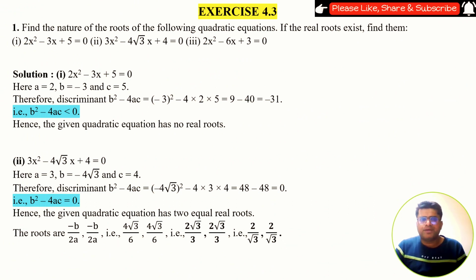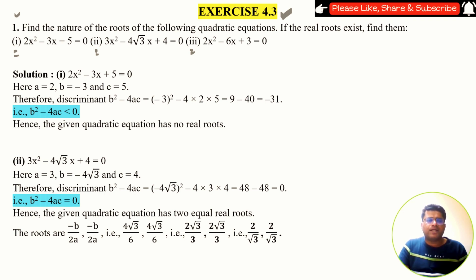Now we come to our exercise number 4.3. You can check in your NCERT textbook for class 10. This is your exercise 4.3. In exercise 4.3, what does it say? Question number 1 has a total of 3 parts. I will explain the first part, and for the other 2 parts, students also try to find the solution. This will be your homework, your assignment. Now we will see the solution first.